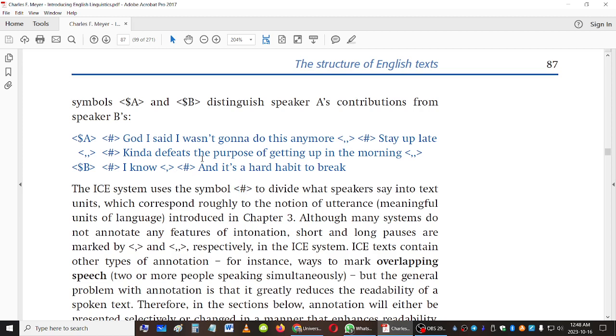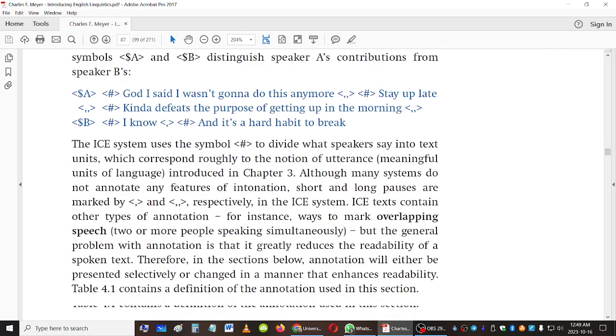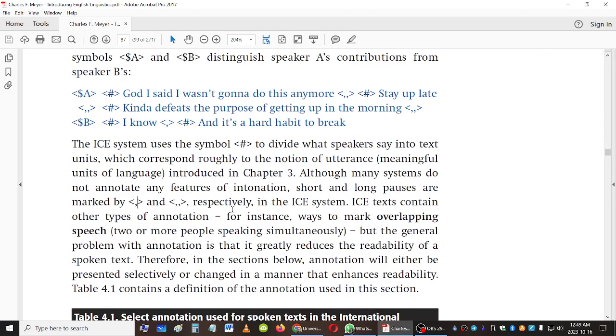You put any kind of annotations in your corpus between angle brackets. Some people call them tags, but a tag is when it's automatic. If you annotate it by hand, it's an annotation, not a tag. But it comes between angle brackets, every annotation, including tags. So this is to divide what speakers say into text units. Here, the pauses, short pauses, long pauses, use commas. And they use other types to talk about overlapping.